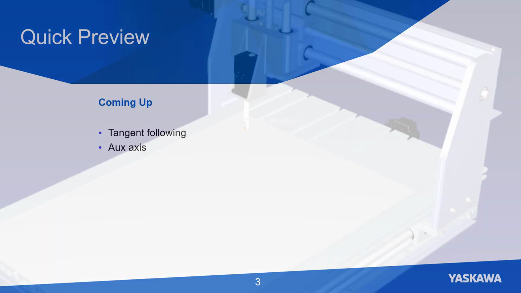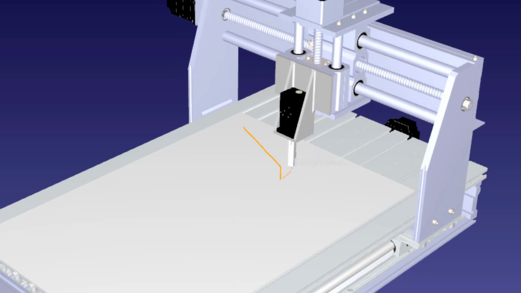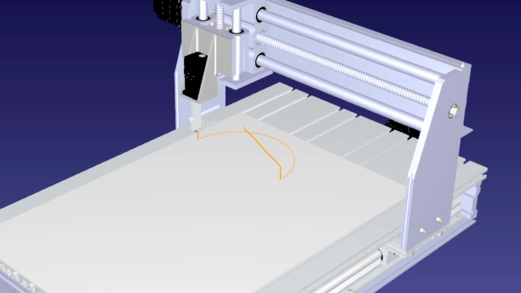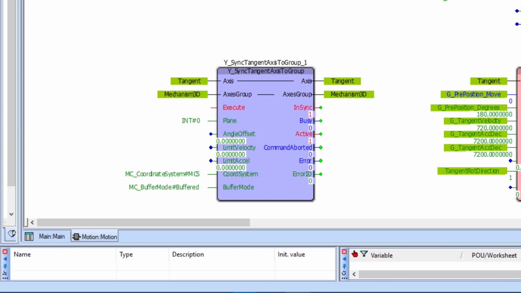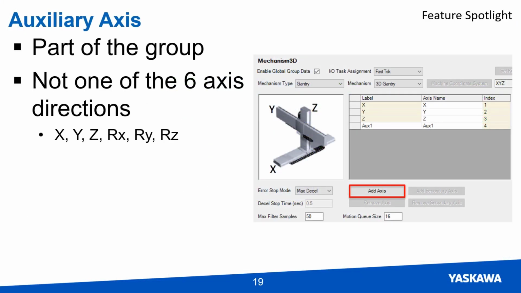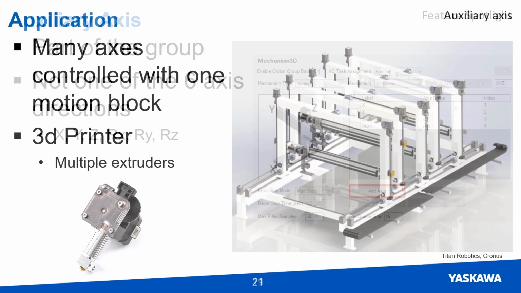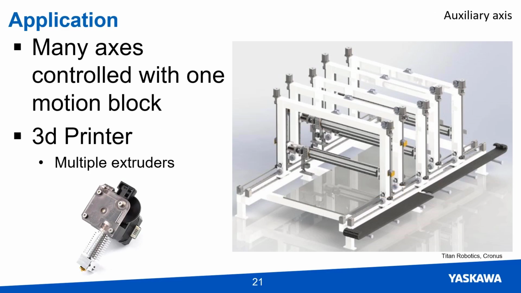Here's a quick preview. Tangent following is used to rotate a directional tool to follow a predefined path. The Y-sync tangent axis to group function block performs the complex task of following the motion path with the rotary tangent axis. Auxiliary axes are used to add motion to a specified mechanism beyond the basic X, Y, Z, Rx, Ry, and Rz components. This is useful for controlling multiple extruders or multi-axis tool heads.